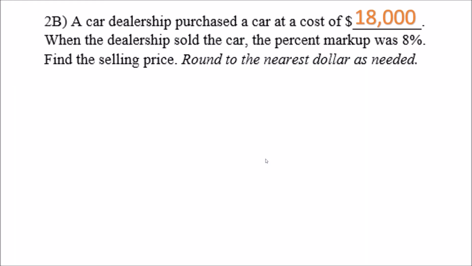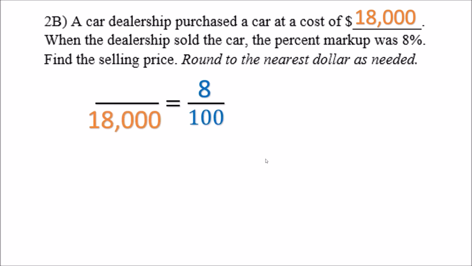Please try 2B as a you try problem. A car dealership purchased a car at a cost of $18,000. When the dealership sold the car, the percent markup was 8%. Find the selling price. So in this case, we're marking up the car 8%. So 18,000 times 0.08 would be 1,440. That's how much more the customer is going to have to pay.